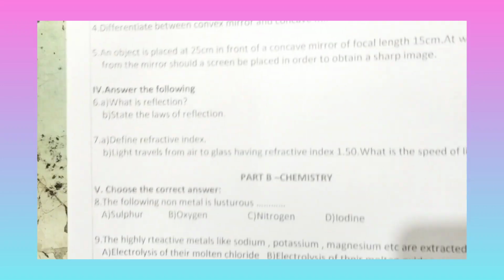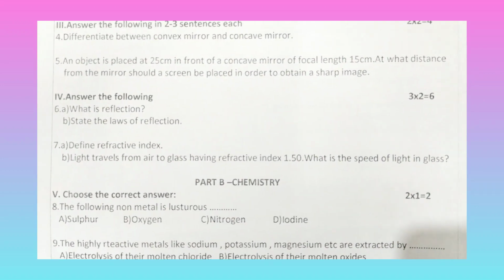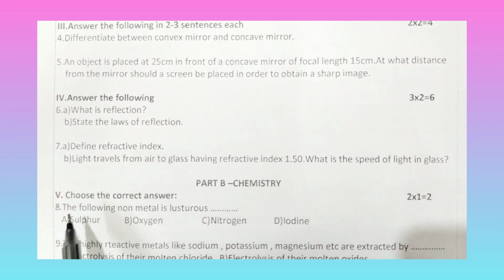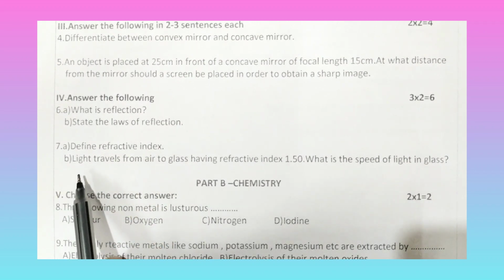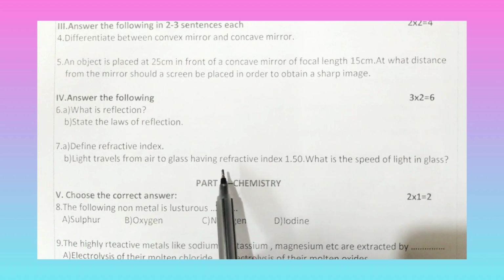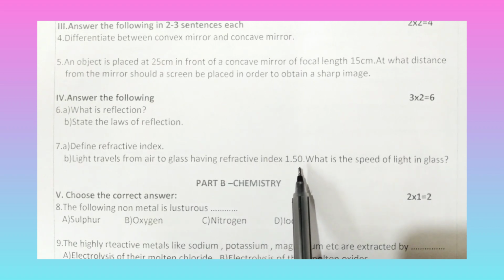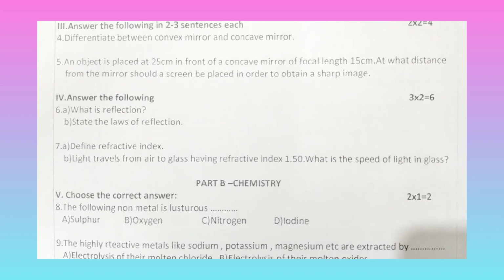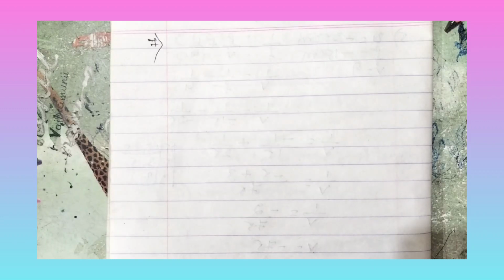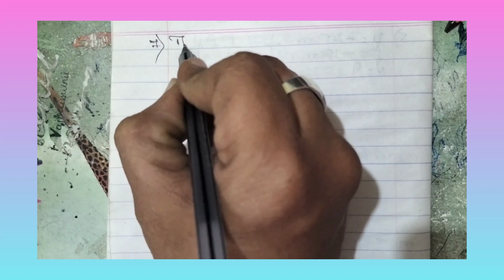So now let us move to question number 7. That is, define refractive index. Part B: Light travels from air to glass having refractive index 1.5. What is the speed of light in glass? So let us solve that numerical. First let us answer define refractive index.